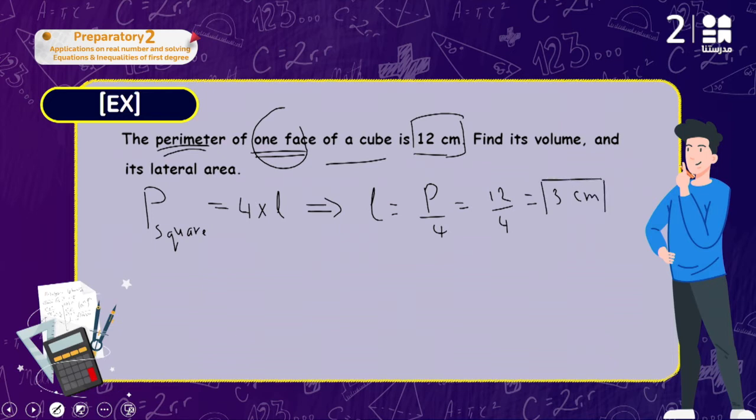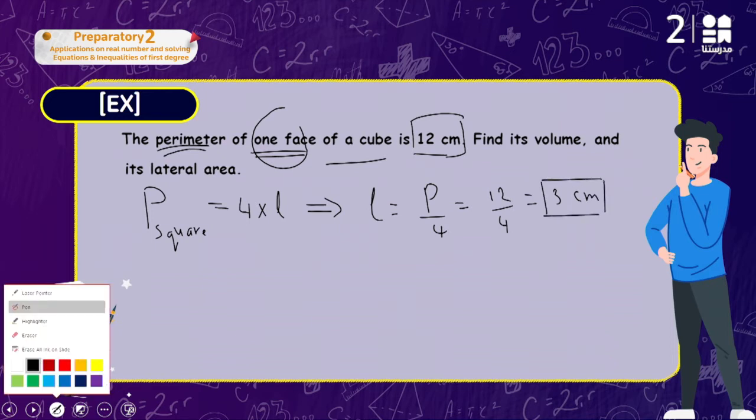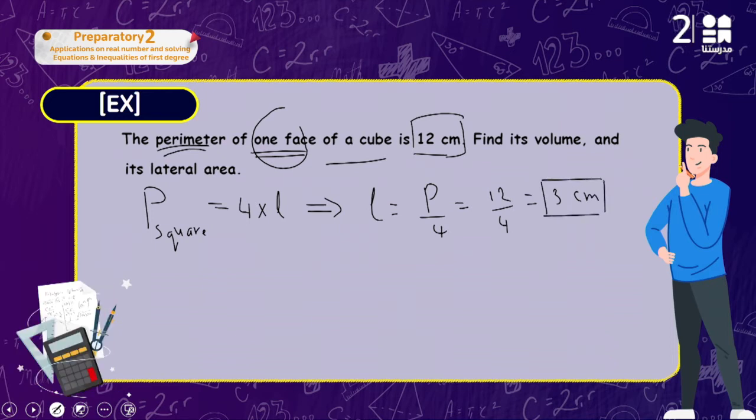طيب هنا we find the side length, so we can find anything inside the cube. So we can find the volume and the lateral area. What is the rule of the volume? اتفقنا stick to the rule. L to the power 3. Yes. So what is L? L is 3 centimeters. So 3 to the power 3. So the volume is 27 centimeter cubed.